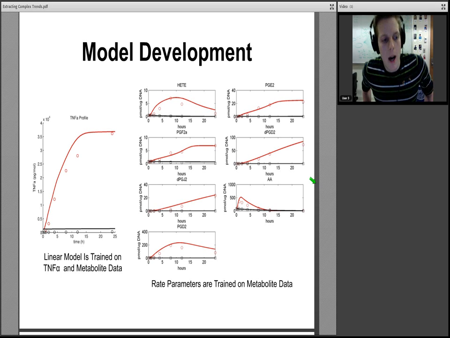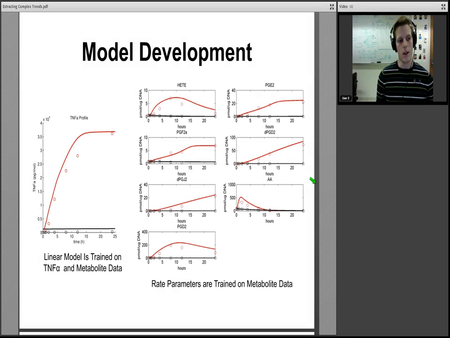To develop this model, we used two different sets of data. One was time course data for the concentration of TNF-alpha, and the other data that we used to generate rate parameters for the model was the metabolite data time course. Using just these two things, we trained all the parameters for the model, and this is all the information that goes into the model's prediction. At this point, now that we have a description of the metabolic changes cybernetically, we are also calculating cybernetic control variables changing over time for these different reaction pathways.